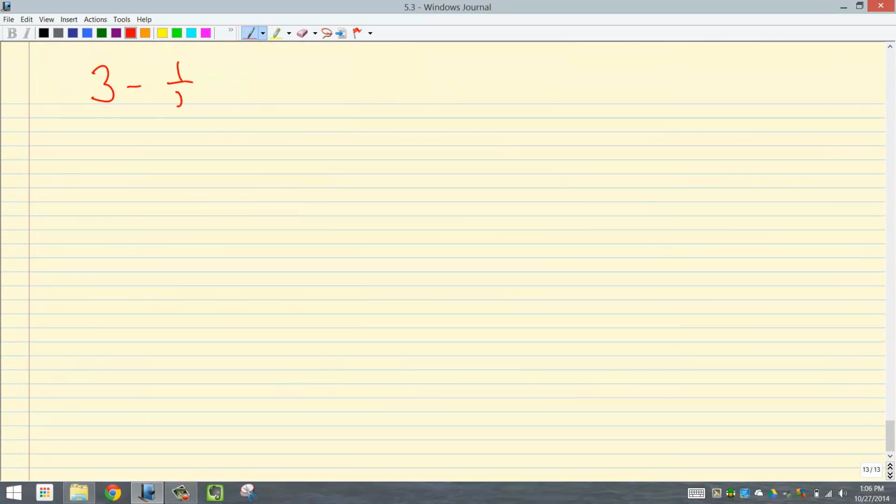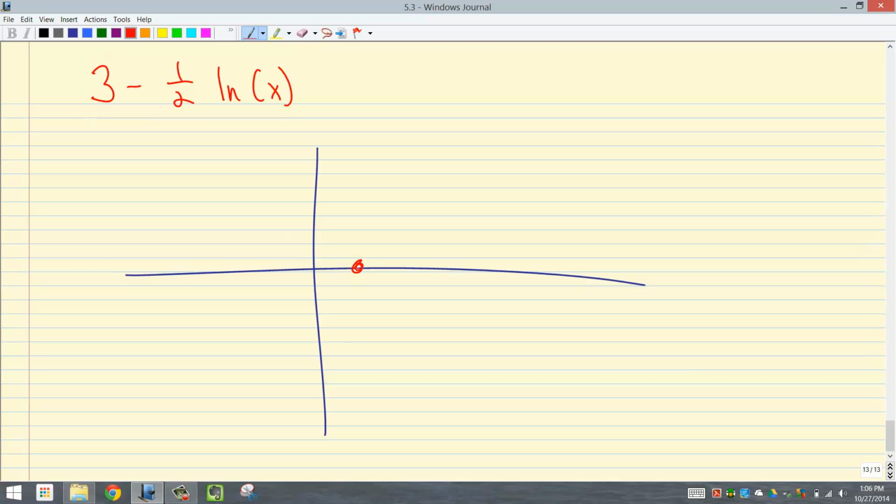3 minus 1/2 ln of x. So let's do this one. What does the standard natural log look like? Something like this. What does the 1/2 do? Divides everything by 2, so it crunches it down. Okay? What does the negative do? Flips it. Makes all your positives negative and all your negatives positive. So if we apply just these two, we're going to get a graph that is flipped and crunched down. So that's a graph that's been crunched and then flipped over the axis.